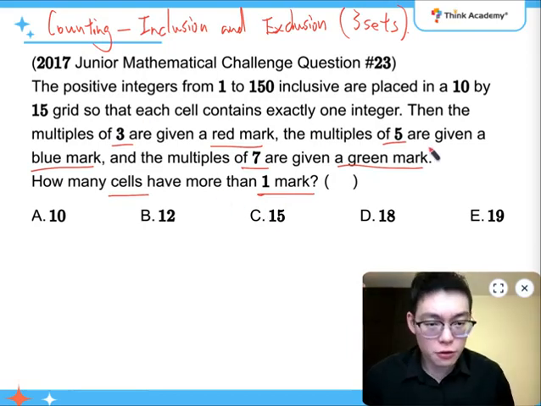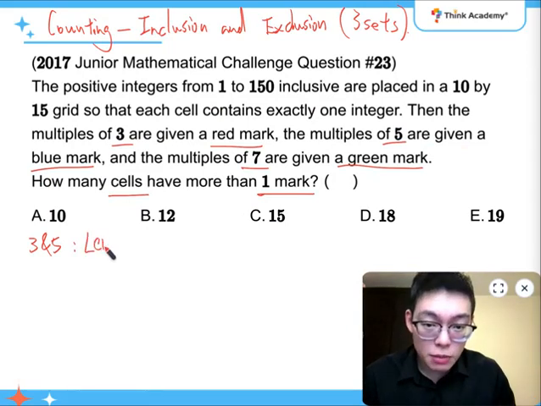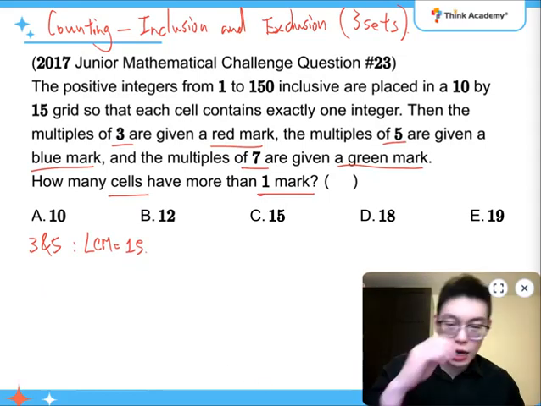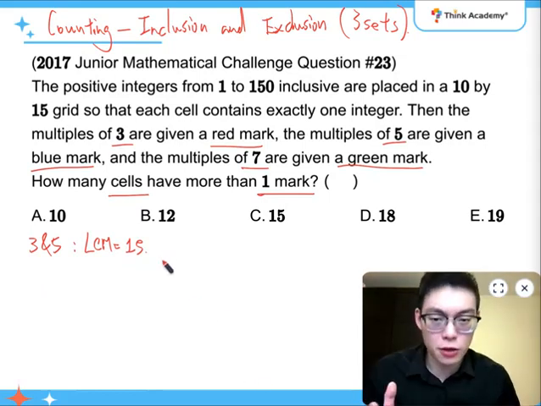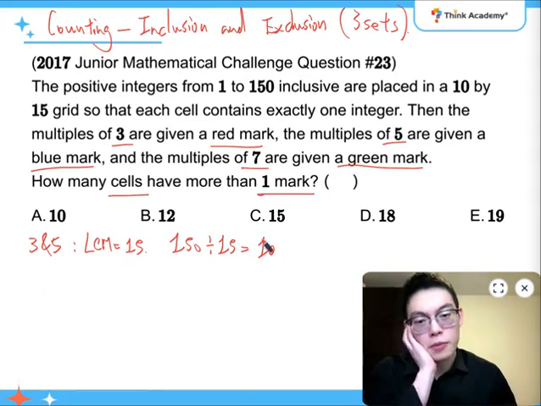So first of all, we can consider the multiples of 3 and 5. We know that the lowest common multiple is 15, right? So how many common multiples of 3 and 5 are there? It's 150 divided by 15, which is 10 numbers.